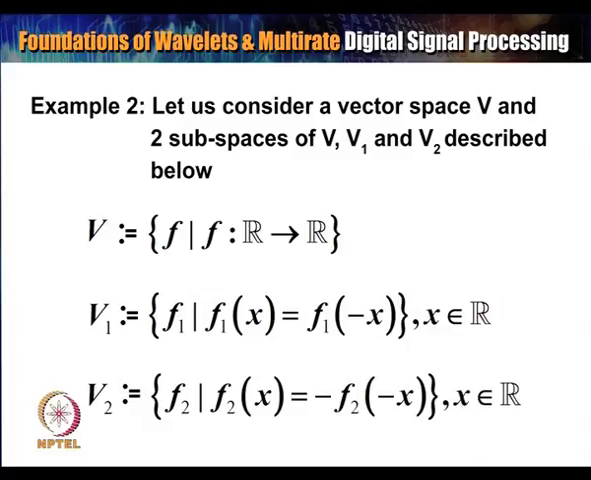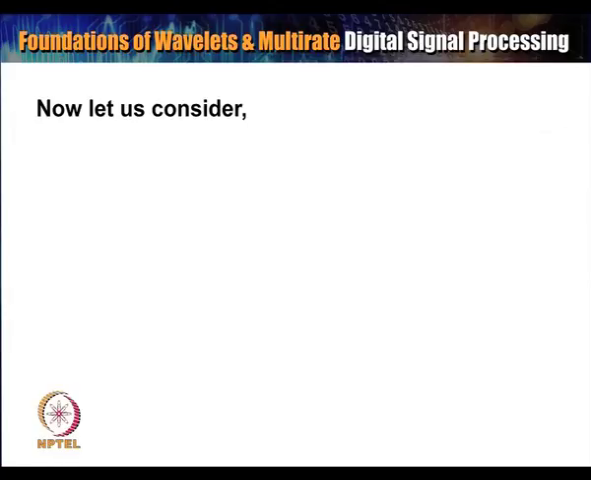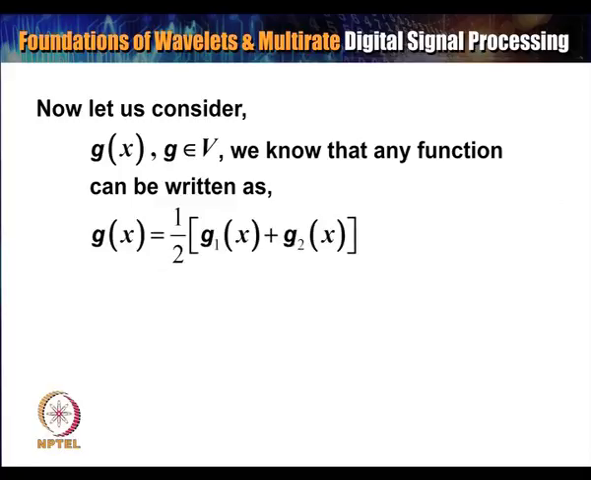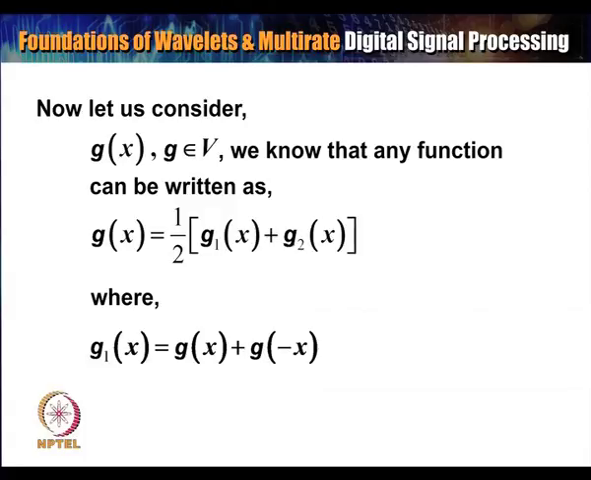So, what I will be showing is that any function mapping from real numbers to real numbers is actually a direct sum of a function from the set of even functions and a function from the set of odd functions. So, let us show that. Now, consider a function g(x), where g is an element of V. Now, we know that any g can be written as half times g1(x) plus g2(x), where g1(x) is equal to g(x) plus g(minus x), and g2(x) is equal to g(x) minus g(minus x).